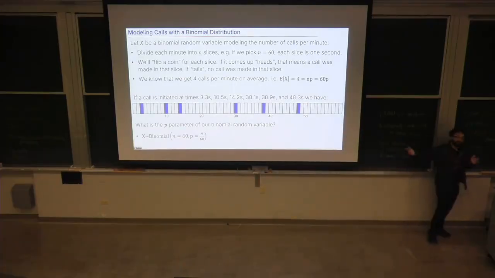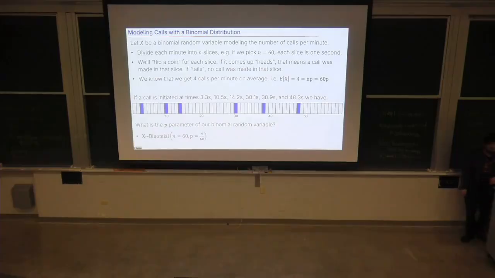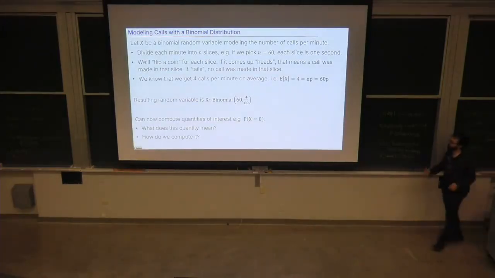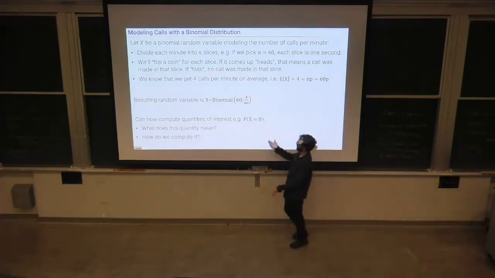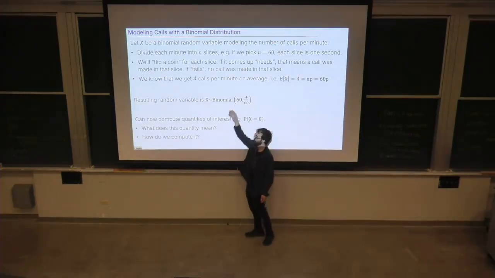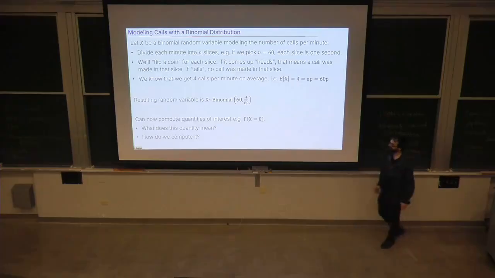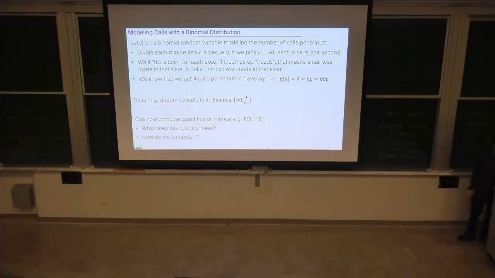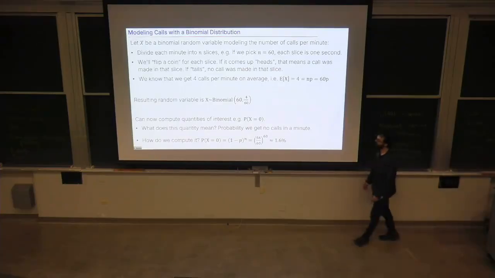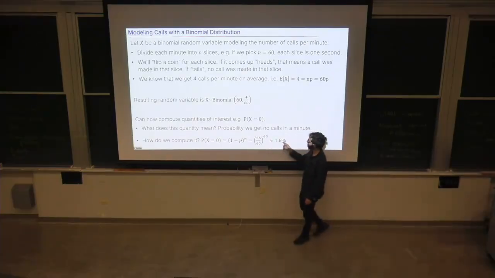Okay? So using this, we now have a model for how the phone system's going to work. If I want to know what's the probability that X equals 0, I can use this distribution for the binomial. When I say probability X equals 0, what does that mean? It's the chance that there were no phone calls. And how do we compute it? You plug it into the binomial formula, or you can also just think of it as getting 60 tails in a row. So it's going to be 1 minus p to the n. 1 minus p is 56/60ths, n is 60, or 1.6%.